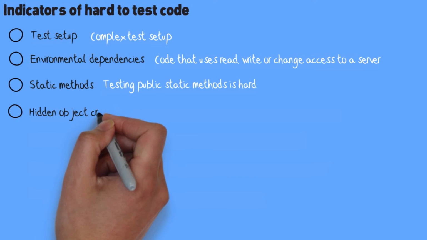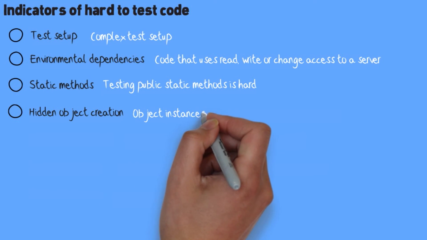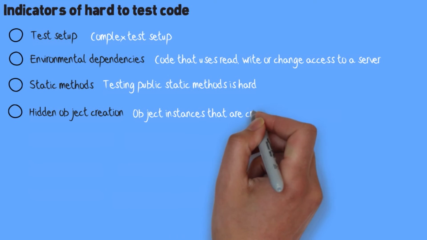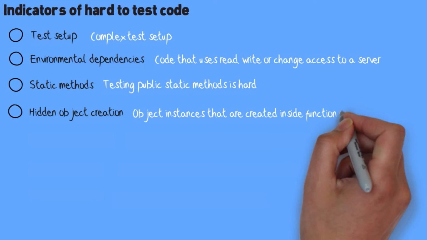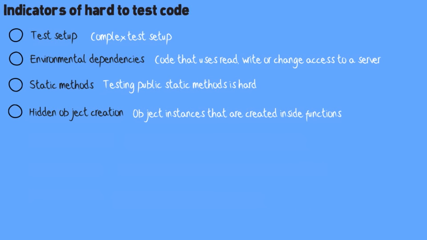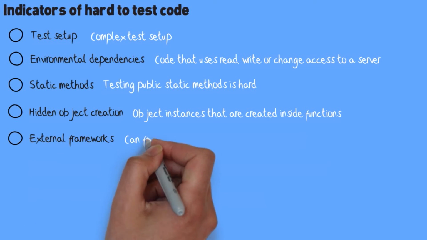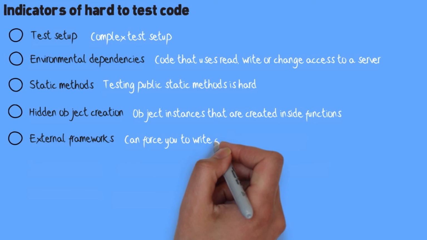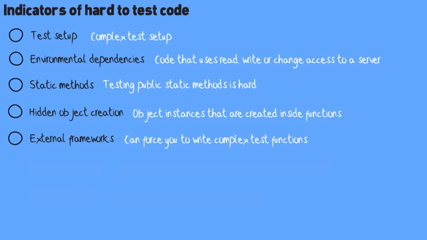Hidden object creation. Object instances that are created inside the functions or lambda delegate functions are very hard to test because you need to know about them in advance when writing the test function, and create instances for them using fakes to circumvent them. External frameworks. Complex external frameworks, such as the framework for SharePoint, can force you to write complex test functions. In certain cases, you are testing in the blind because you have no idea what is happening inside the class constructors.